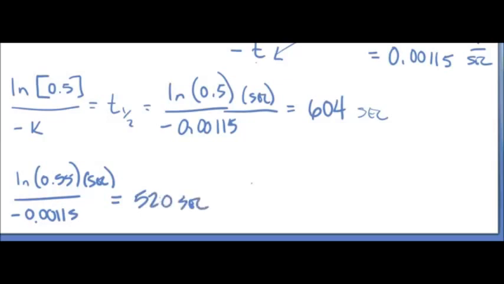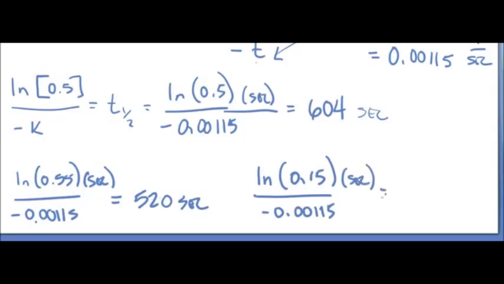And then the other one is 15% remains. 0.00115. Again, put your seconds up top. So natural log 0.15 divided by negative 0.00115. So around 1,650 seconds.